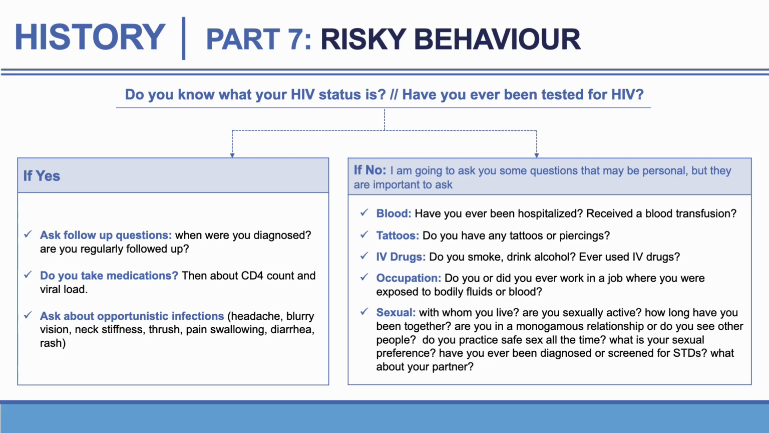And then you want to ask about their sexual history. So with whom do you live? Are you sexually active? How long have you been together? Are you in a monogamous relationship or do you see other people? Do you practice safe sex all the time? What is your sexual preference? Have you ever been diagnosed or screened for STDs? And then what about your partner?